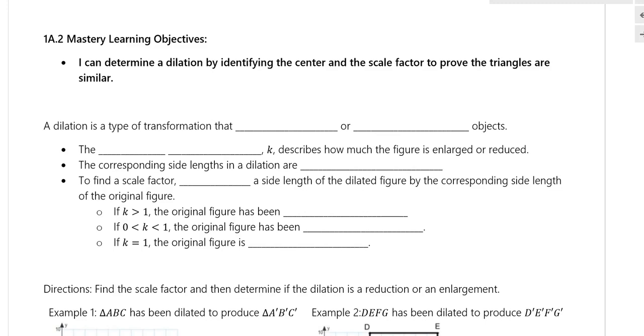Looking at 1A.2 master learning objective: I can determine a dilation by identifying the center and the scale factor to prove the triangles are similar. Okay. So we're looking at our fourth type of transformation today. So we've looked at translations, reflections, and rotations, and now we're going to be looking at dilations.